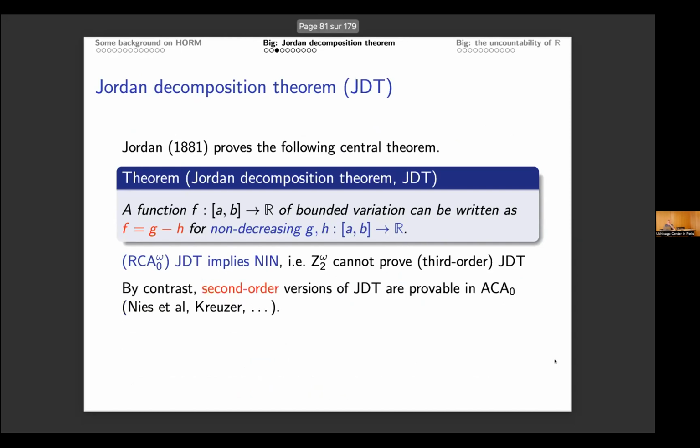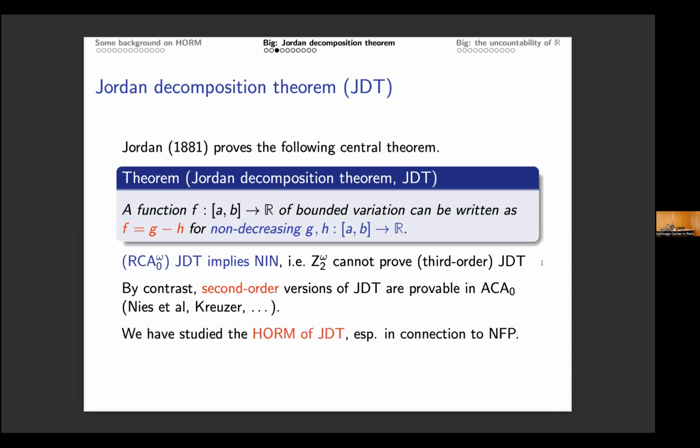Now, people have looked at second order versions of JDT with codes, second order representations, and invariably you can prove everything in ACA0. I'm talking about Anders Nielsen's papers, Alex Kreuzer, and so on. So you can see how coding or not coding does make a difference here. And so this also tells you why we're interested in NIN. It's a kind of Swiss Army knife. If your theorem implies NIN, you know that you have to start digging in the NFP hierarchy.